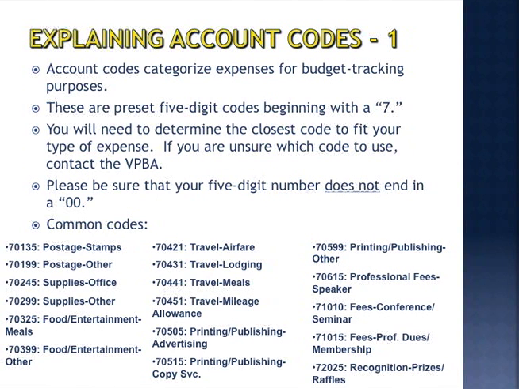Explaining account codes. Step 1. Account codes categorize expenses for budget tracking purposes. These are preset 5-digit codes beginning with a 7. You will need to determine the closest code to fit your type of expense. If you are unsure which code to use, contact the Student Union VPBA. Please be sure that your 5-digit number does not end in 00. A list of common codes can be seen below.